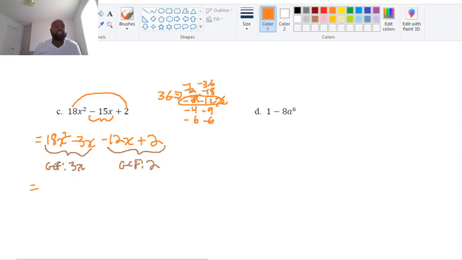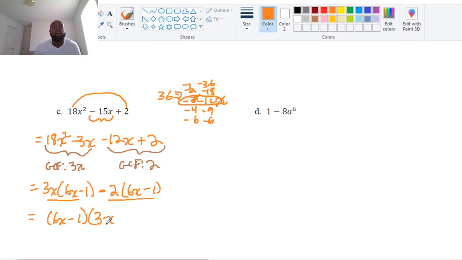So I'm going to factor out my GCF. I get a 3x, and I'm going to be left with a 6x minus 1. And here I factor out a 2, but I'm going to make it a negative 2 since this leading term is negative. And so I get a 6x minus 1 when I divide both of these terms by a negative 2. Now I have 2 terms, and they both have a 6x minus 1 in them. When I factor that out, I'm going to have a 3x minus 2. And so there is my factored form.